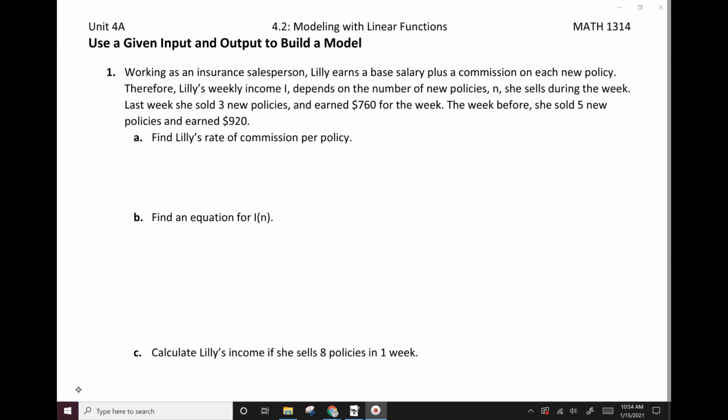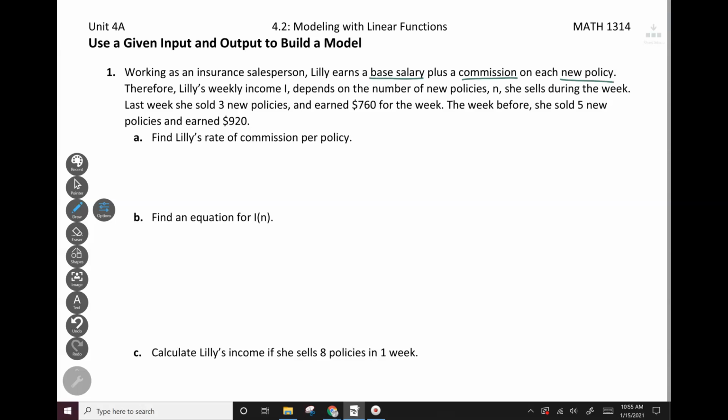All right, so number one, working as an insurance salesperson, Lily earns a base salary plus commission on each new policy. So she earns just a certain amount of money each week or month. So base salary, and then on top of that, she gets commission based on her sales of policies. Therefore, her weekly income, I, depends on the number of new policies that she sells during the week. Last week, she sold 3 new policies and earned $760 for the week. The week before that, she sold 5 new policies and earned $920 for the week.